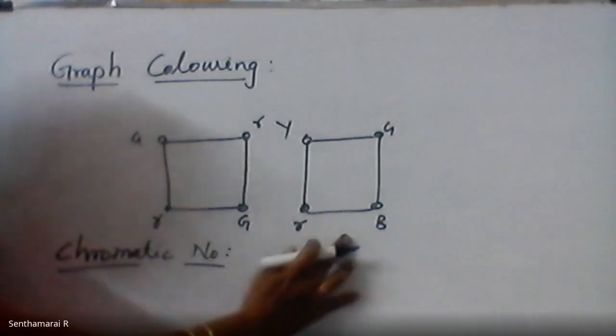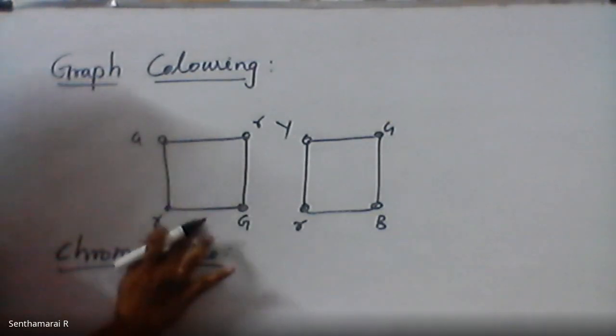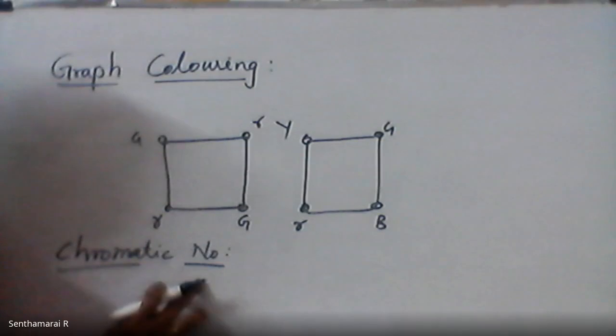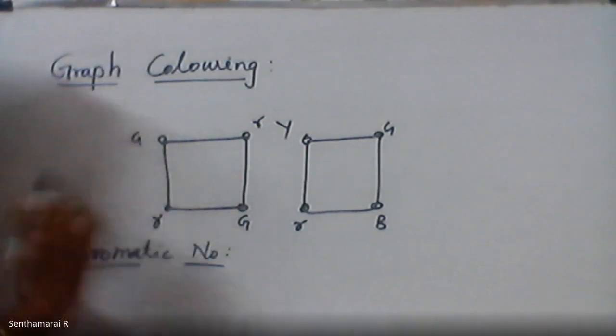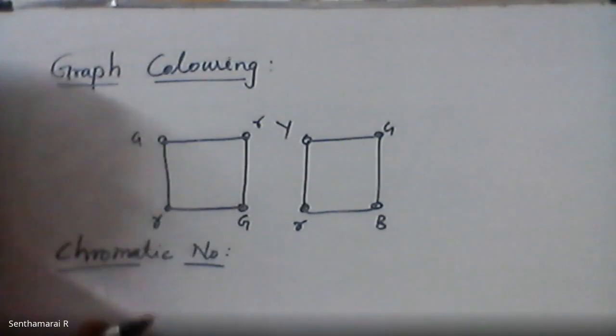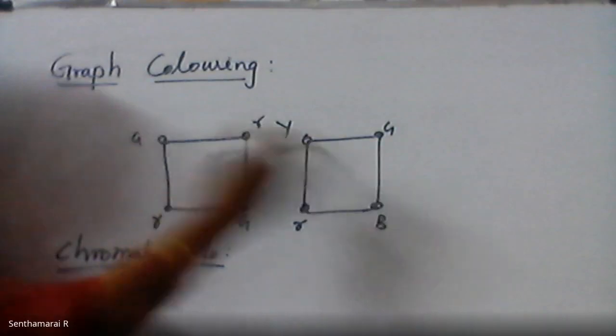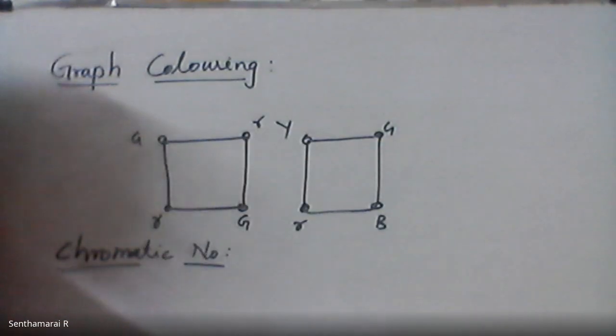This is also graph coloring. What is the chromatic number? The minimum number of different colors used to color the vertices of a graph is known as the chromatic number. If we use different colors, all are different only. Then what is the use to study? We have to minimize the different colors to color vertices. That minimum number is known as the chromatic number. You understood graph coloring?